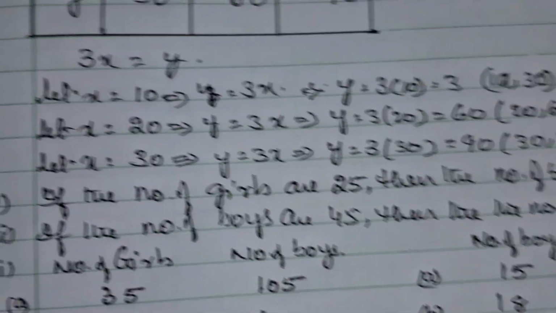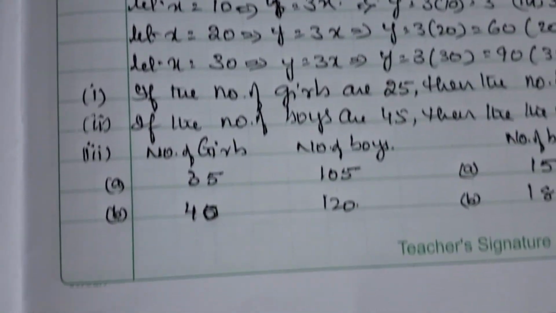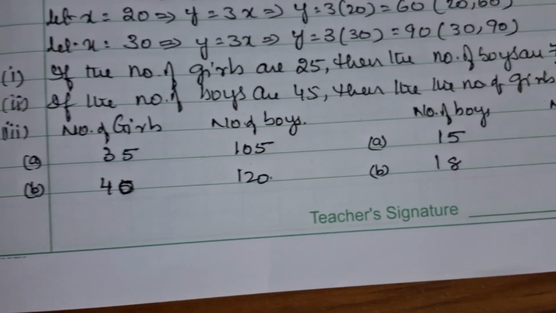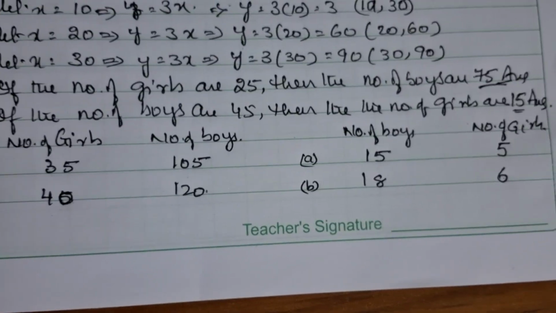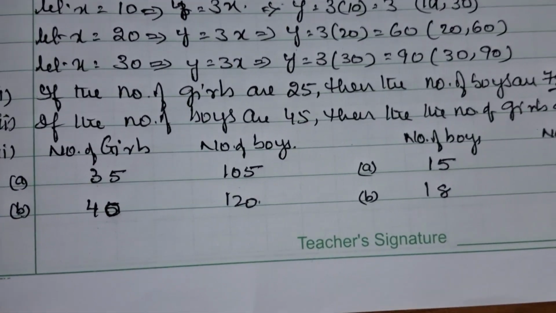So what solution will you be getting? If the number of girls is 25, then the number of boys is 75. This is the answer for the first bit, children.